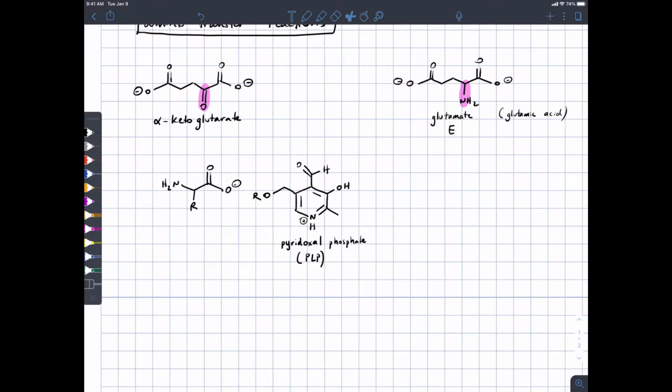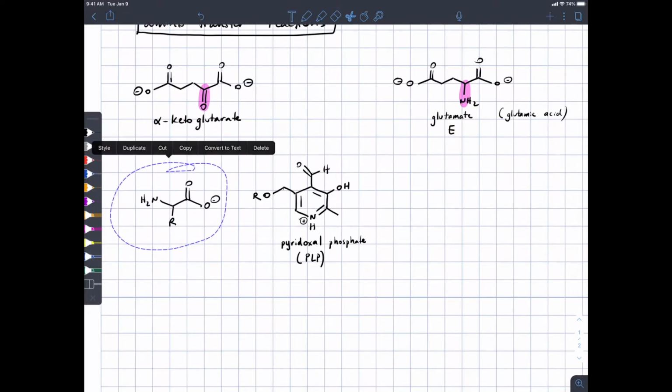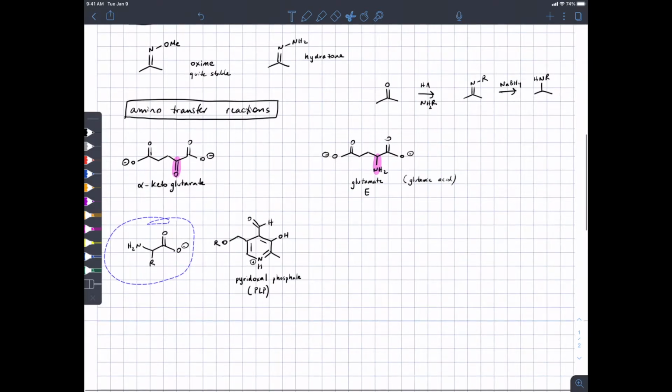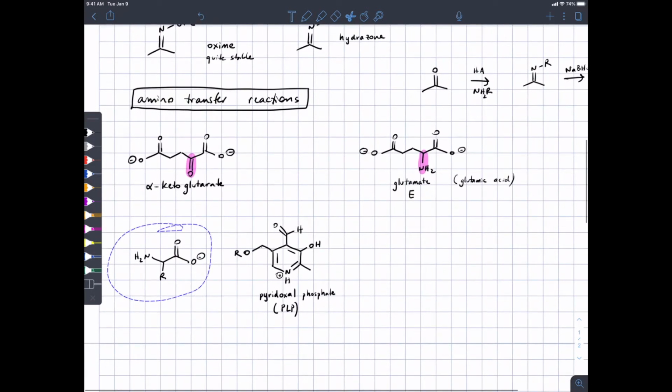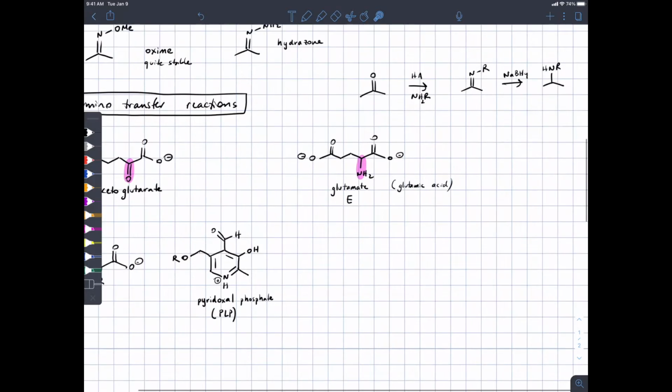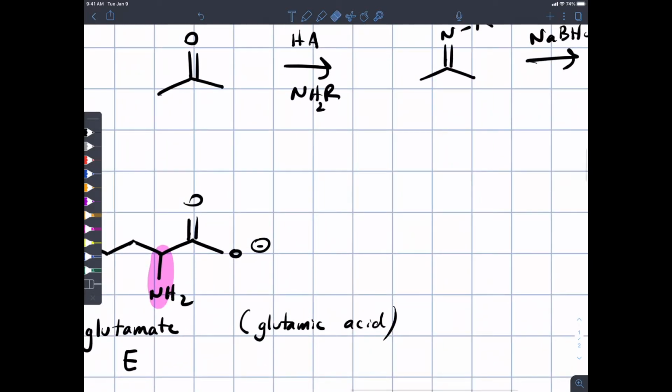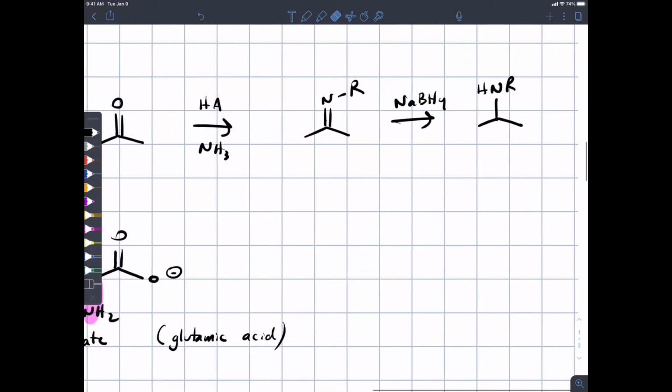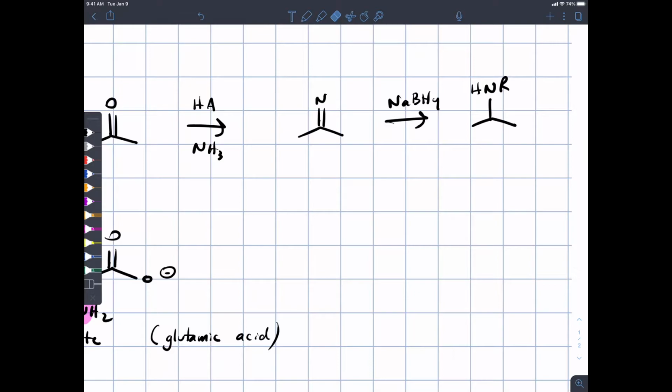And I guess one thing I should point out is that if you wanted to just transfer a single amino group, and there was no alkyl group on it, you might ask the question, why can't we just use ammonia and do reductive amination? Certainly, biology has reducing agents.